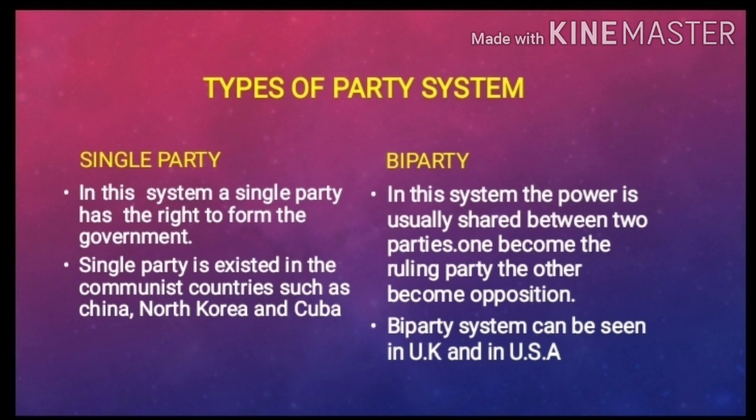Whereas in a biparty system, the power is usually shared between two parties. So two parties form the government. One becomes the ruling party and the other becomes the opposition party. One will rule the government whereas the other becomes the opposition. A biparty system can be seen in the UK and USA.